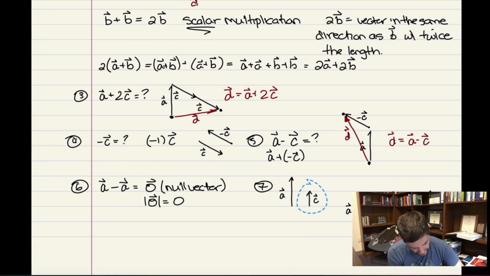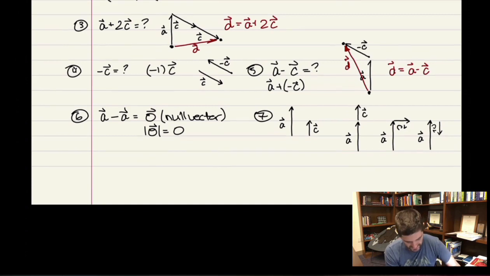I can look at the case where both A and C are pointing in the same direction. I can look at the case where they're pointing in opposite directions. And then maybe there's some intermediate case where I'll just do a perfect 90 degrees, where I imagine some vector C that is pointing perpendicular to A. And in all of these cases, I'm asking what is A plus C? What is the vector sum of these two vectors in the 3 ways I've drawn it?